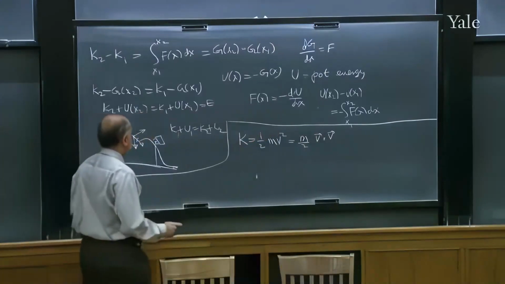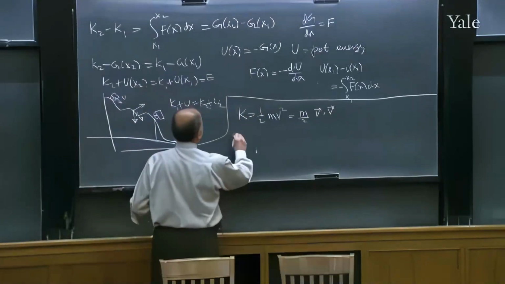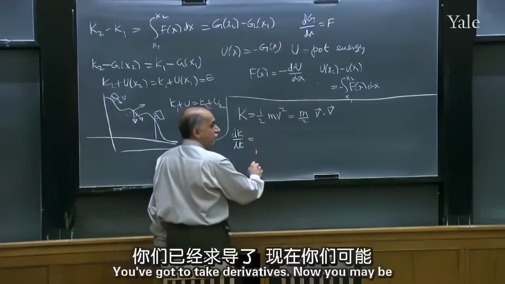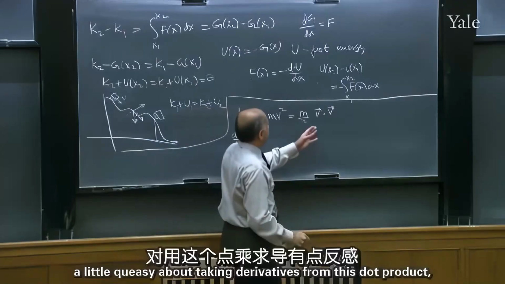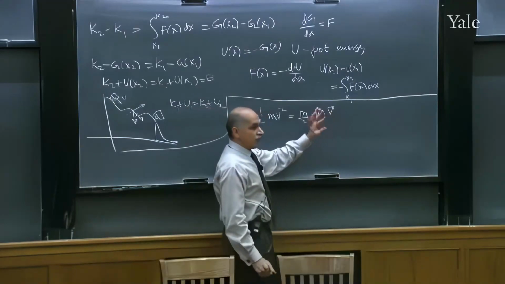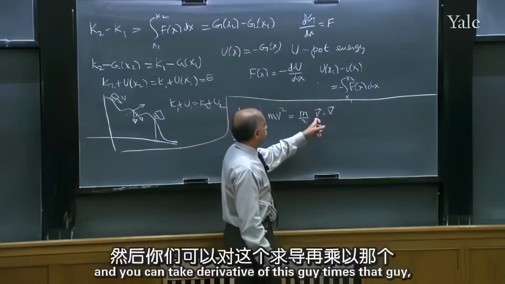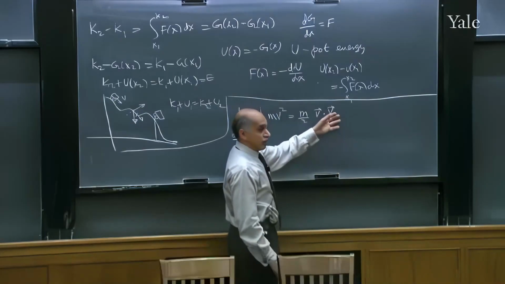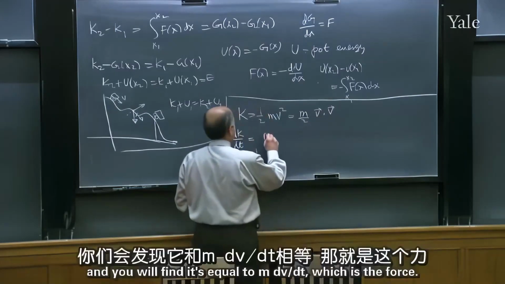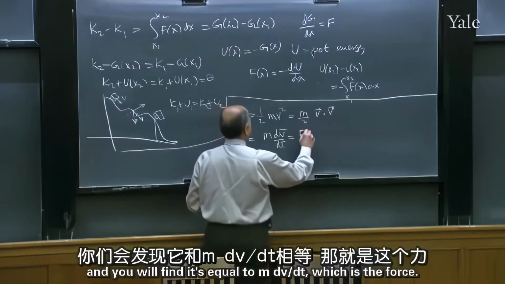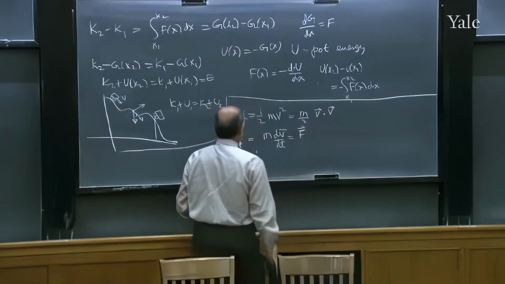Then let me ask, what's the rate of change of this kinetic energy? You've got to take derivatives. Now, you may be a little queasy about taking derivatives when there's a dot product, but you can check by expanding the components, just like an ordinary product. You can take the derivative of this guy times that guy, plus the derivative of that guy times this guy, and they will both be the same, and you will find it's equal to m dv dt, which is the force.